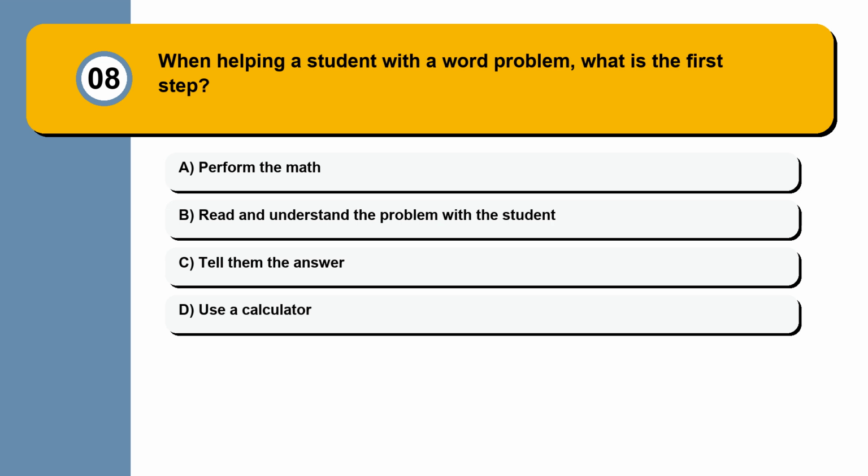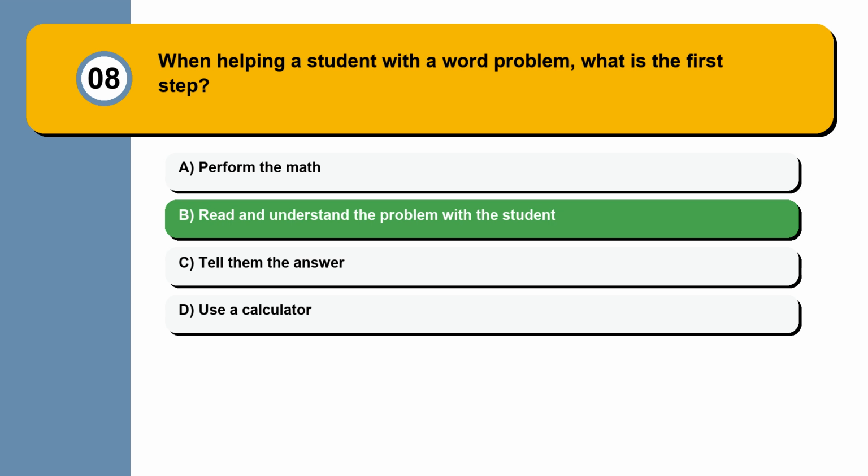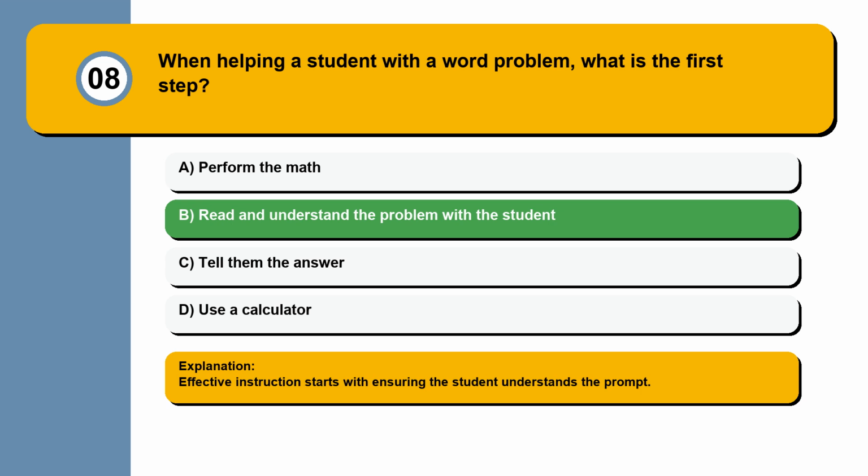Question 8. When helping a student with a word problem, what is the first step? Perform the math. Read and understand the problem with the student. Tell them the answer. Use a calculator. Effective instruction starts with ensuring the student understands the prompt.